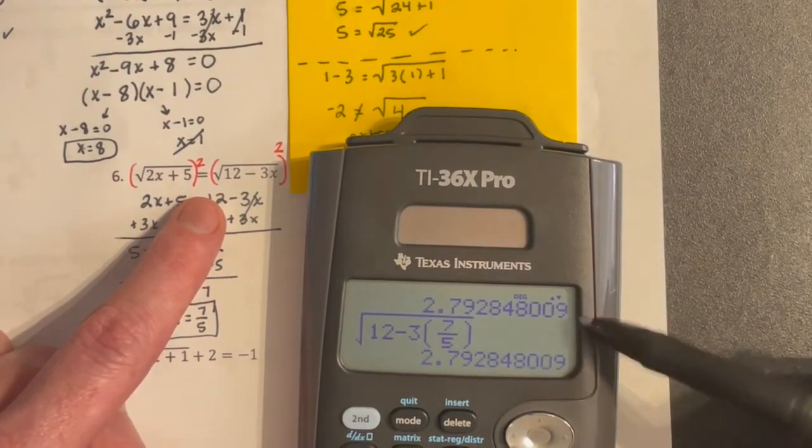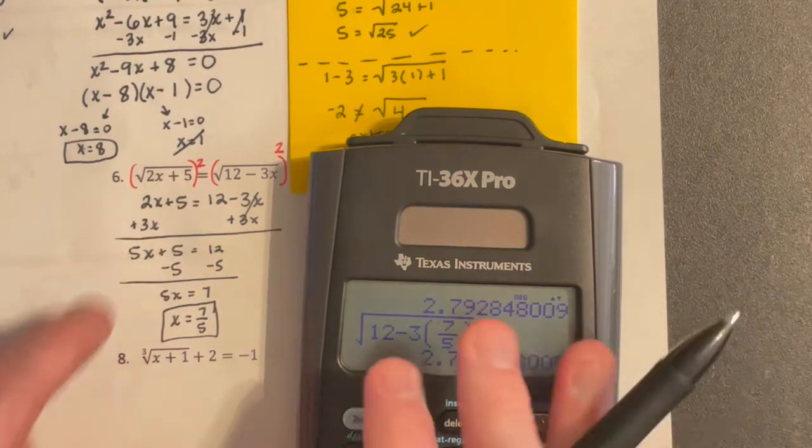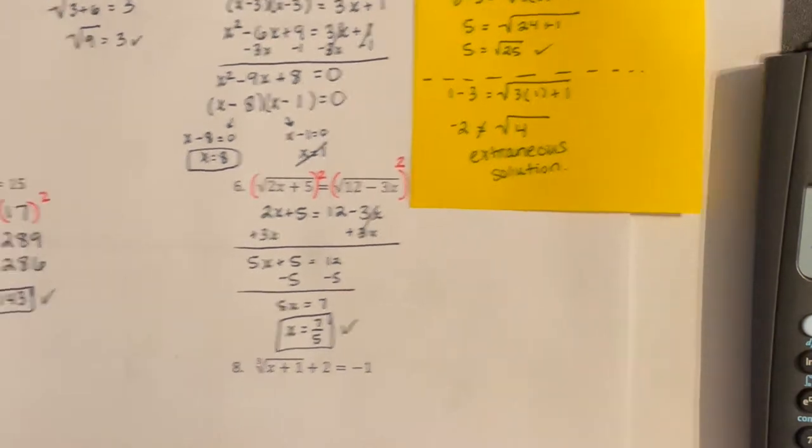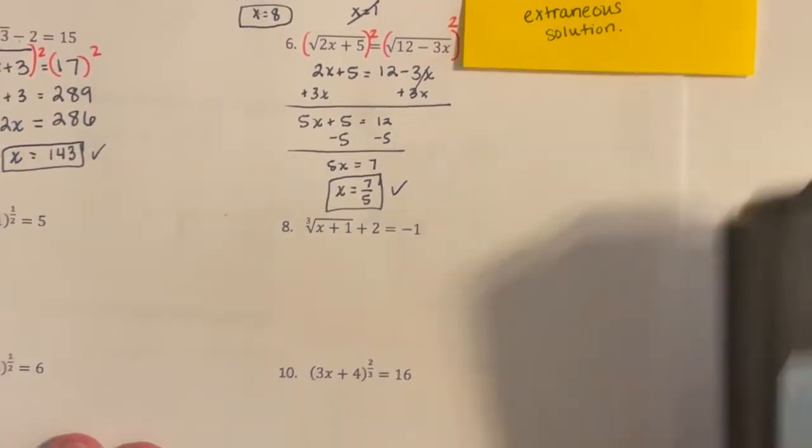Those are the exact same decimal, so it is equivalent. That thing does work out correctly when I plug it back in. All right, we see some different things when we get to 7.